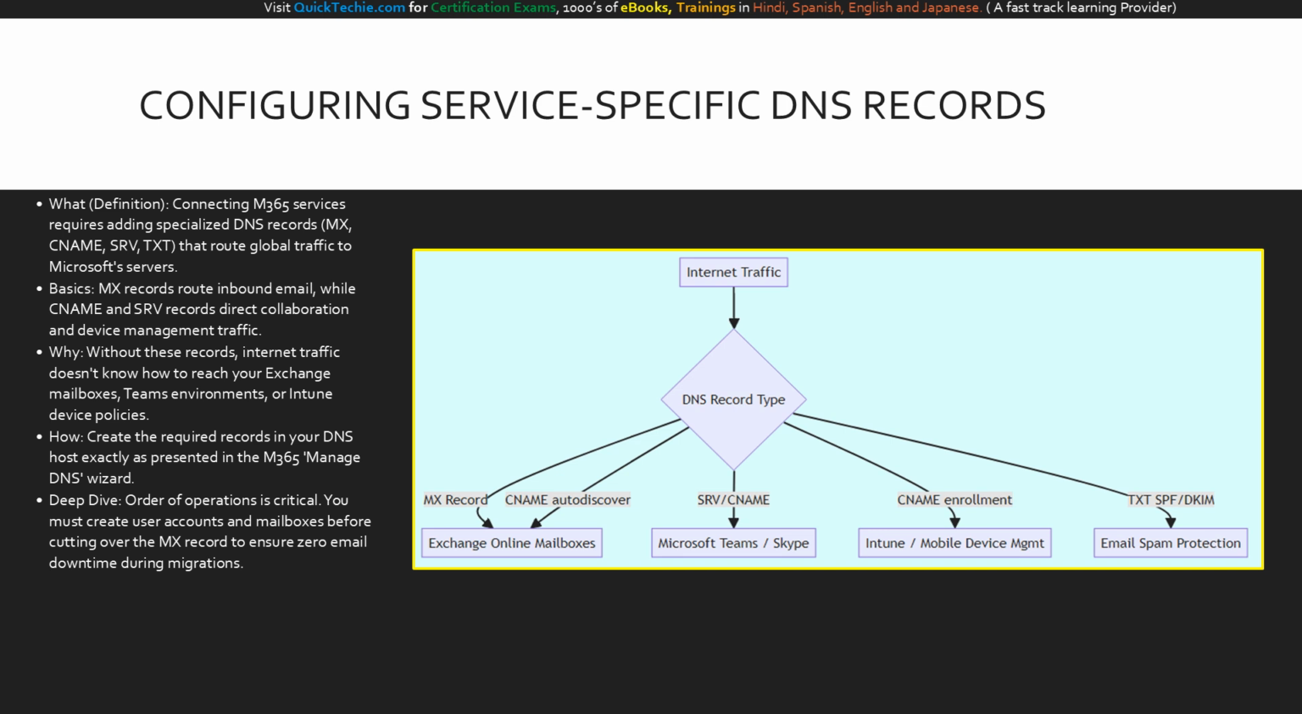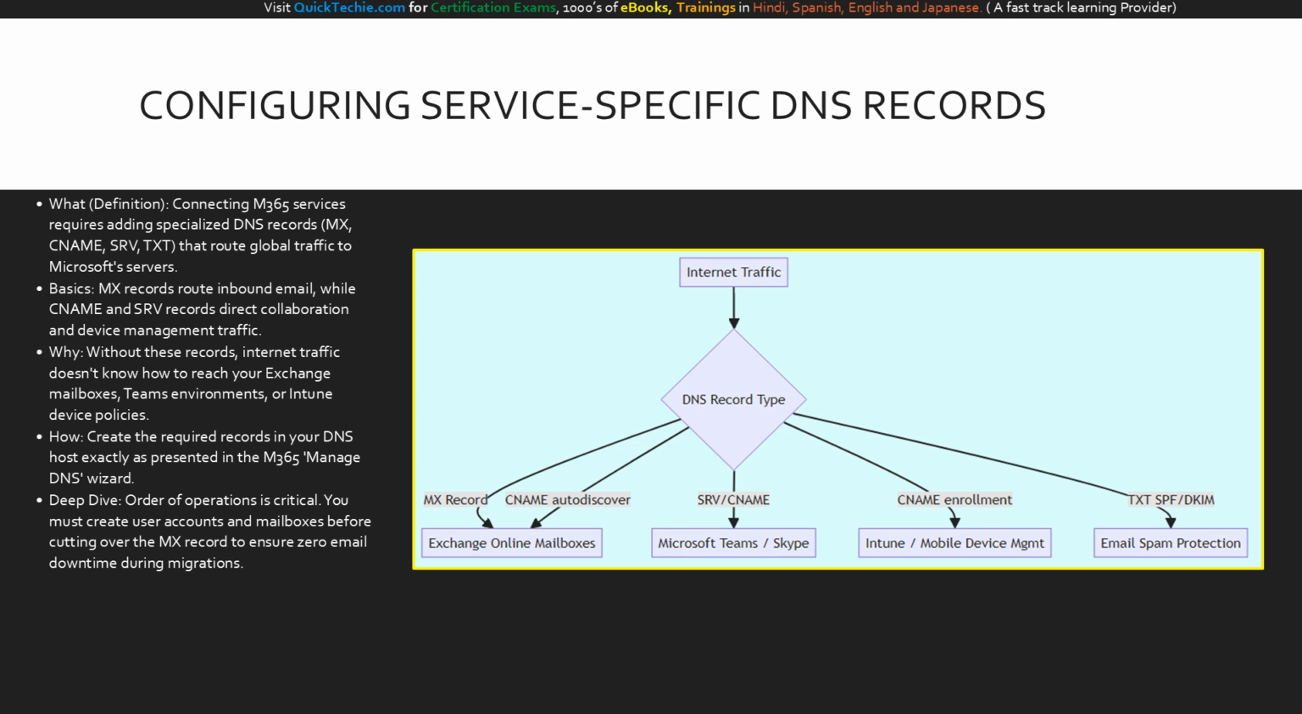When traffic hits the internet looking for your domain, the DNS record type dictates the destination. Inbound email follows the MX record directly into Exchange Online. Device enrollment requests follow specific name records straight into Microsoft Intune. Communication traffic relies on SRV records to find Microsoft Teams.